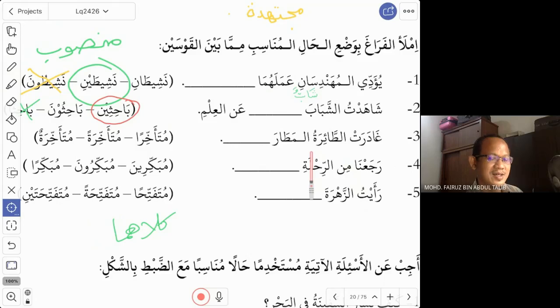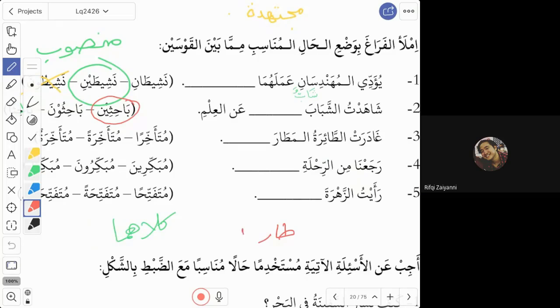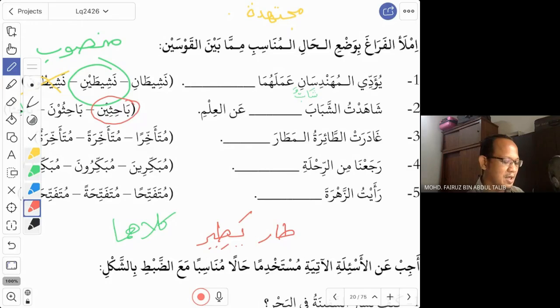What is ta'ira? This is from the word tara, yatiru, to fly. Tara, plane. What is it? A plane, yes, good. Tara yatiru. So ta'ir is the object that flies.